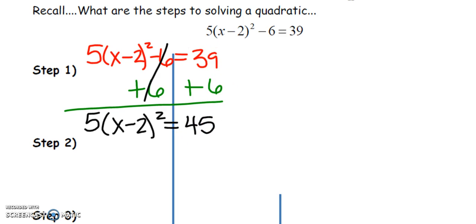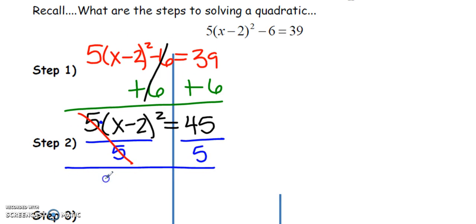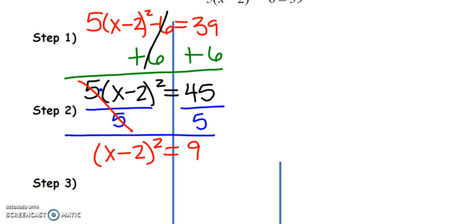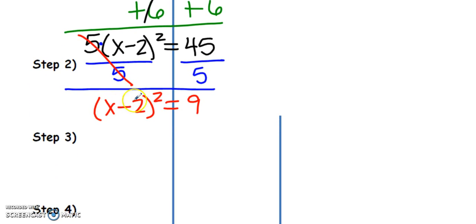that's 45. Step 2, we need to get rid of the other guard. This is a multiply. Opposite of multiply is to divide by 5. The 5s will cancel on the left. X minus 2 squared remains, and 45 divided by 5 gives us 9. Now because we have the x minus 2 squared left, we want to get rid of the squared, so our step 3 would be to take the square root of both sides.